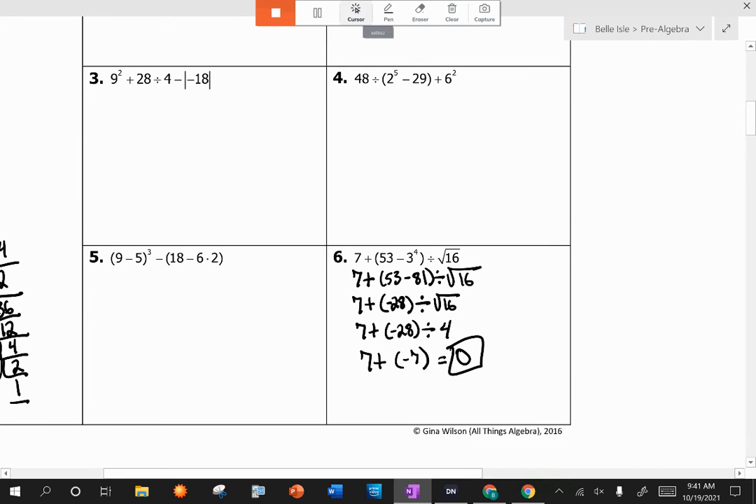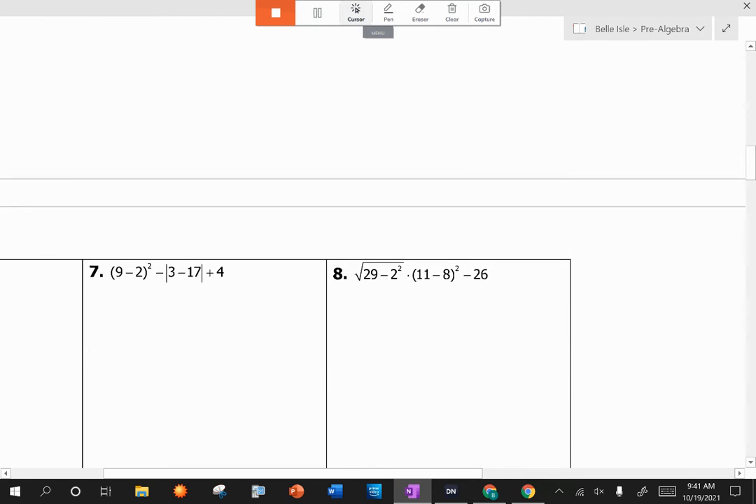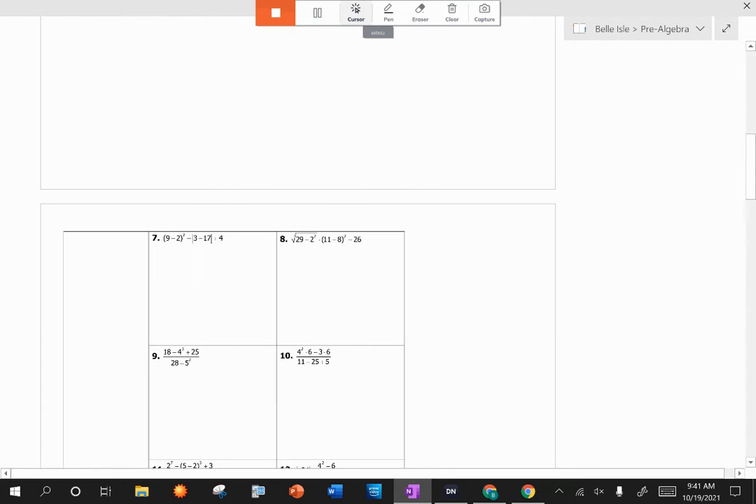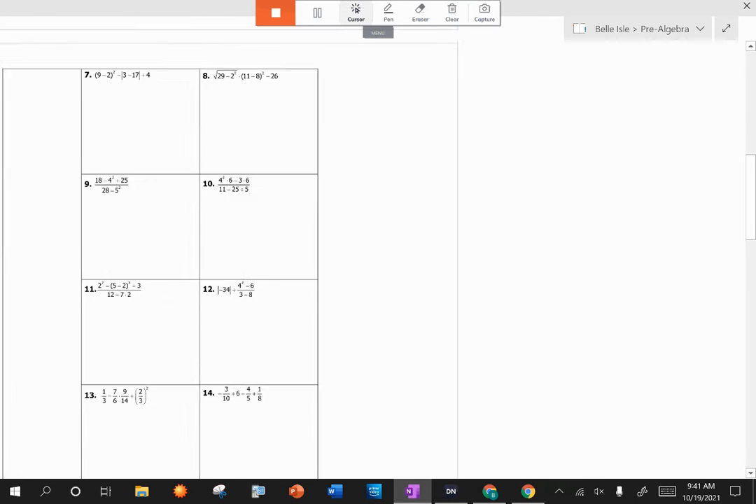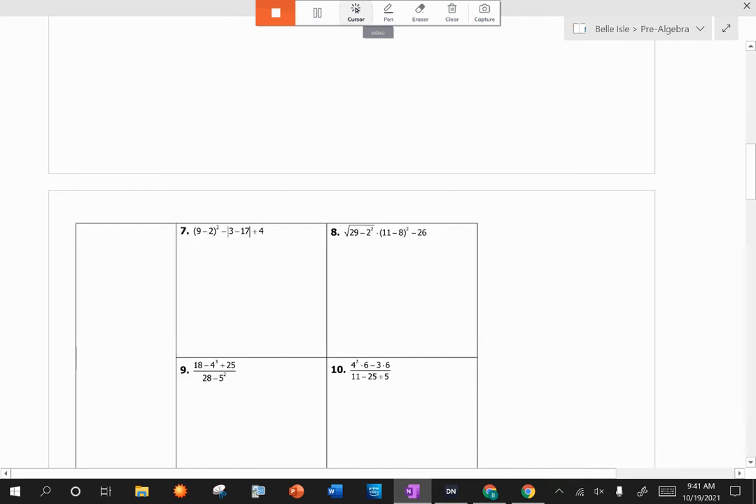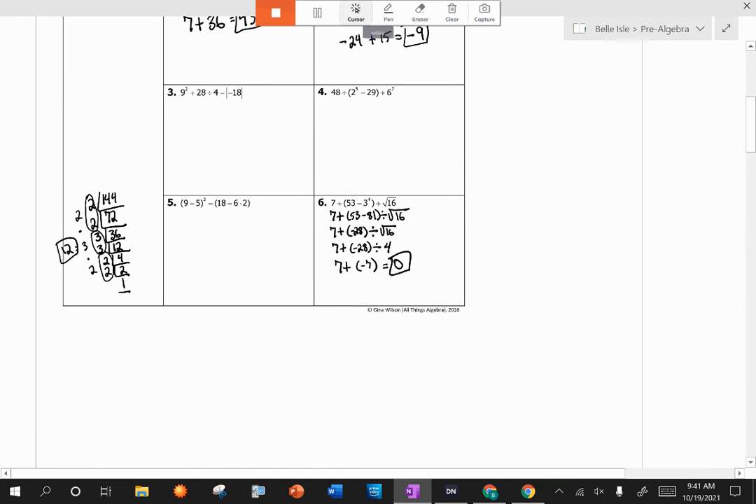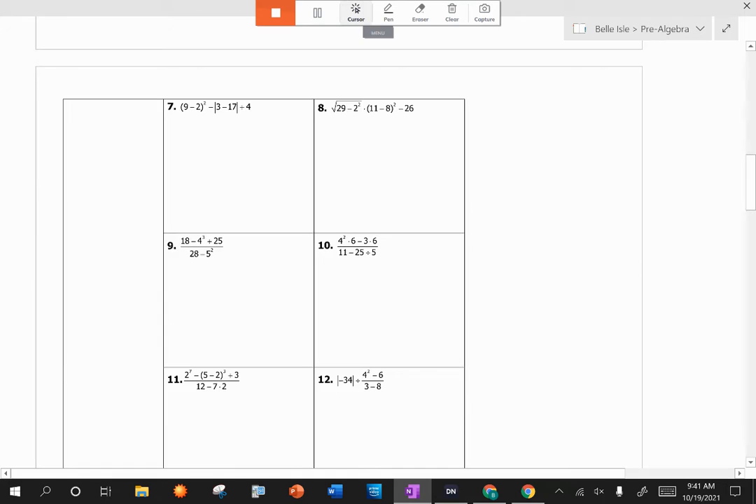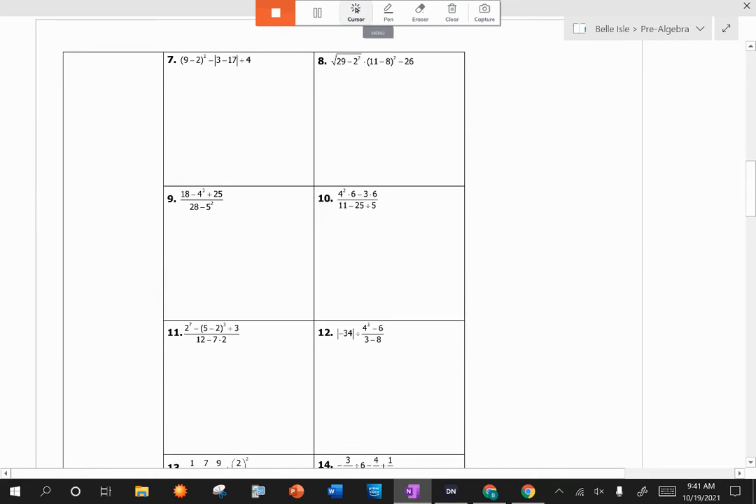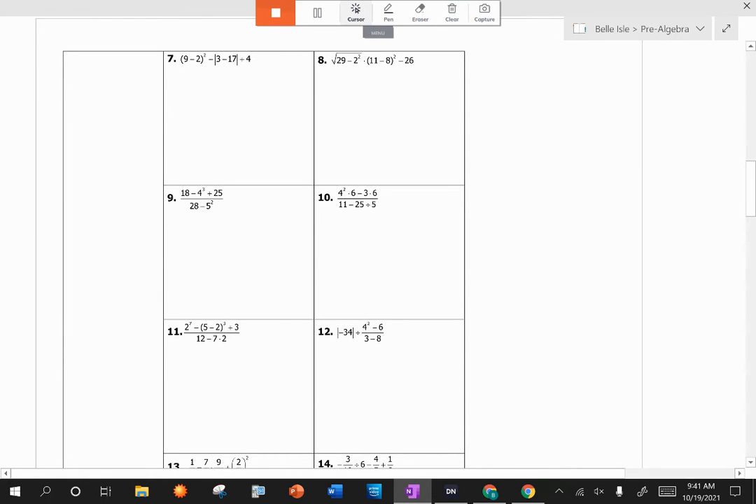Please do number 3, number 4, number 5. All we've got left are practice problems. So, do 3, 4, and 5. And then we'll check those and go from there.